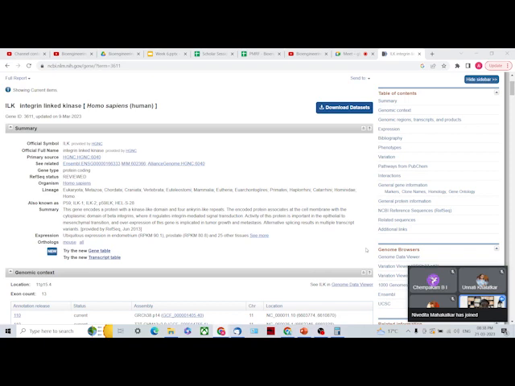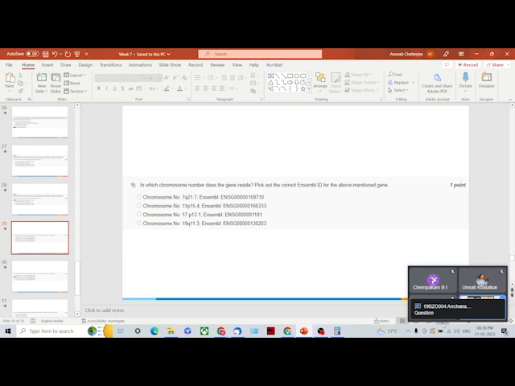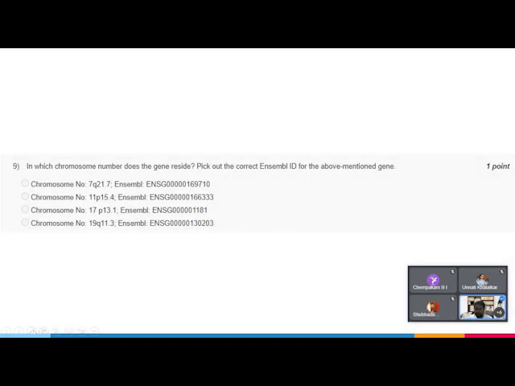So if you have not yet done it, I would ask everyone to go ahead and put the gene ID 3611 into the NCBI browser, find the particular page you are looking for, and now after coming to this page, try and find what exactly is the Ensembl ID. What is the question? Okay, this is the question. You have to find the chromosome number where the gene resides and the correct Ensembl ID for the above mentioned gene.